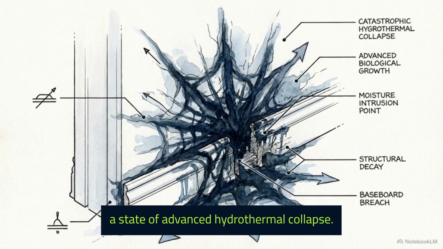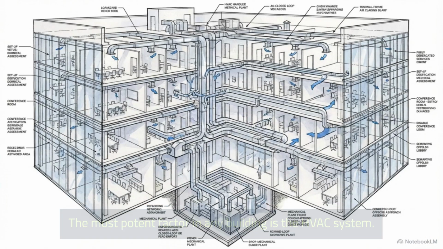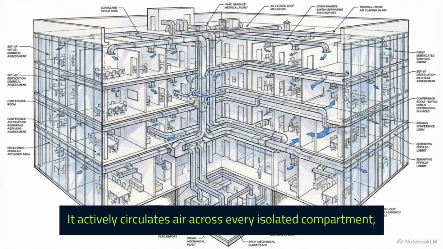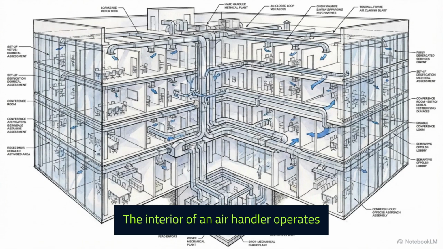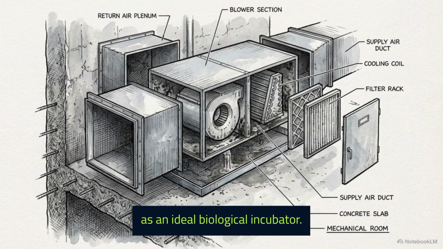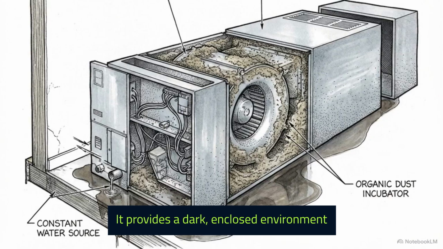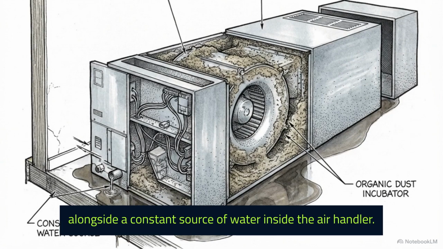advanced hygrothermal collapse. The most potent vector in any building is the HVAC system. It actively circulates air across every isolated compartment, connecting the entire structure. The interior of an air handler operates as an ideal biological incubator. It provides a dark, enclosed environment with a continuous supply of organic food in the form of accumulated dust, alongside a constant source of water.